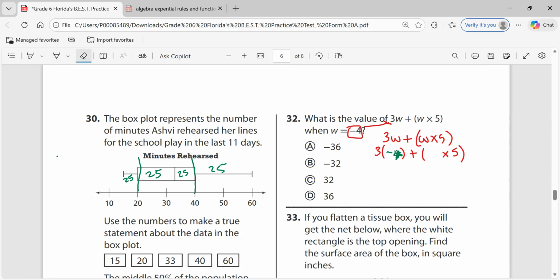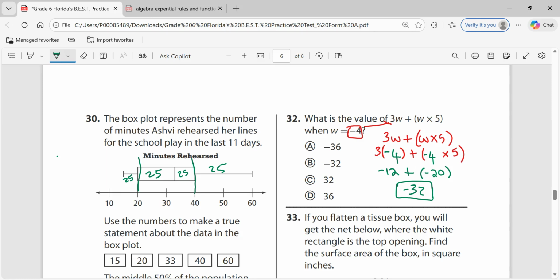I'm going to put -4 every time I see a W. And then I'm going to use my PEMDAS, right? So multiplication, order of operations. So 3 times -4 is going to give me -12 plus -4 times 5, which is -20. And then I have 2 of the same signs, -12 plus -20, and that's going to give me -32.